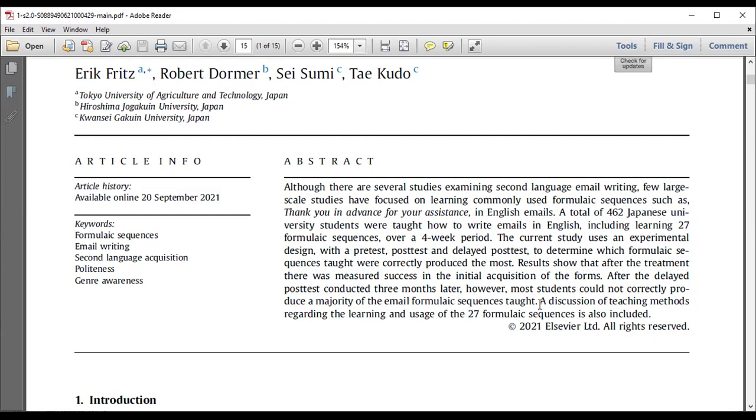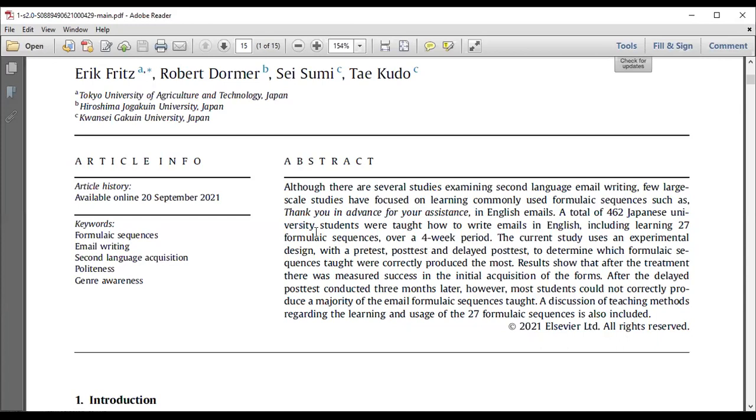The last sentence, a discussion of teaching methods regarding the learning and usage of the form is also included. So this is like Move 5. So there is no Move 2 in this abstract. Move 1, Move 3, Move 4, and 5. No Move 2. That is for the first instrument.